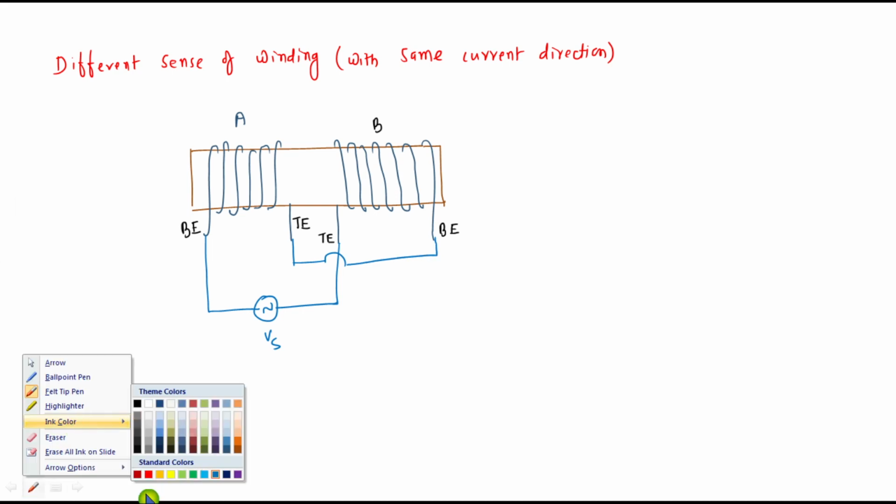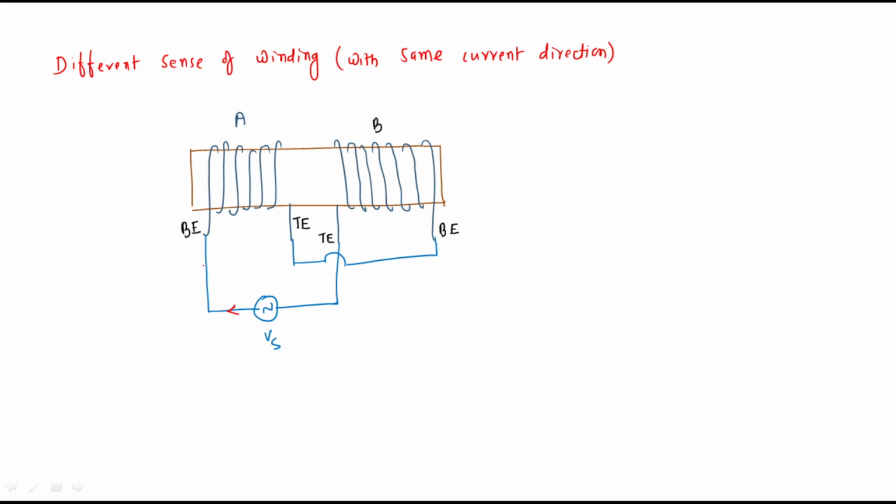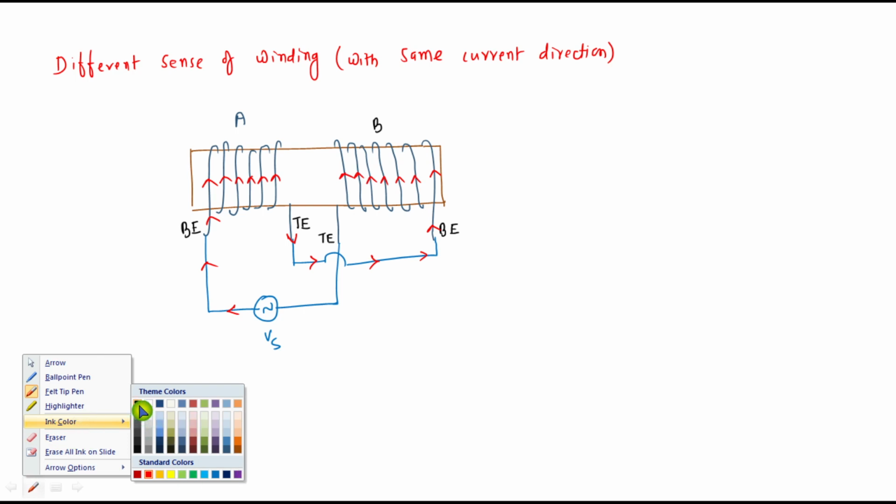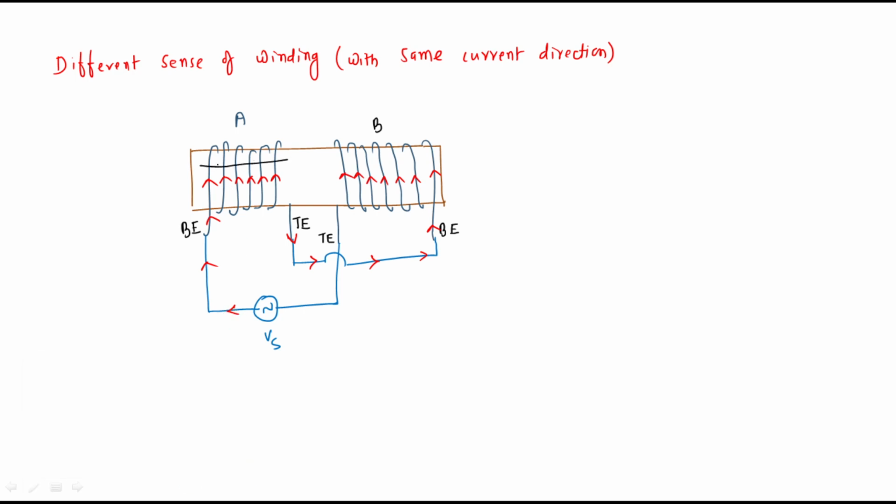Now because of this excitation, there is a current in coil A. The current direction is like this. Same current can be, see the current direction, right? So we have currents in coil A and coil B. So obviously by using the right hand thumb rule, this is the flux direction in coil A, that is phi A. This is the flux direction in coil B, that is positive coupling.